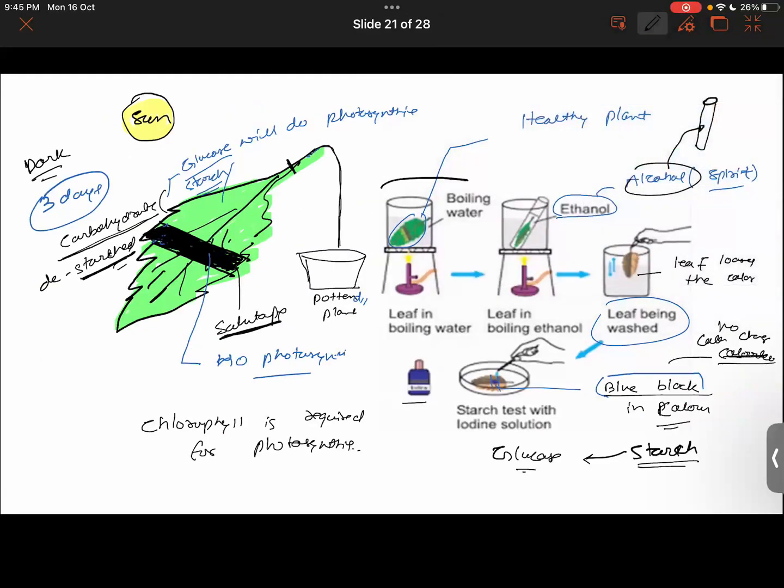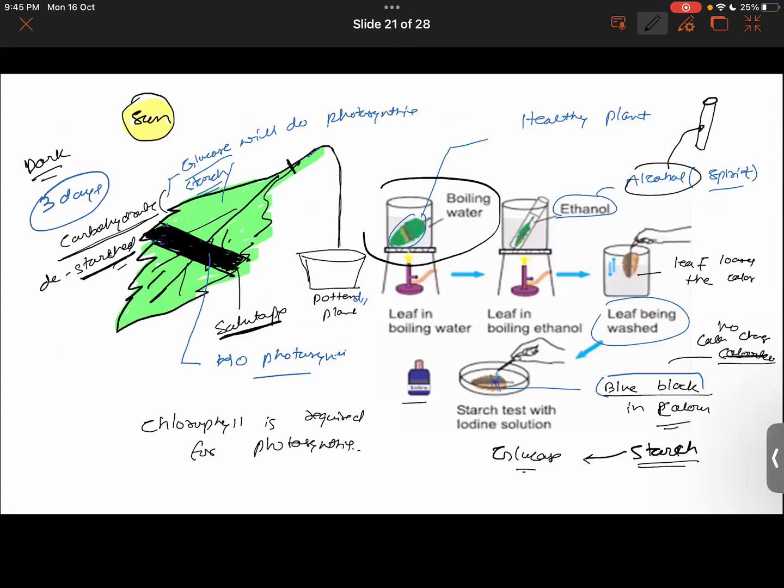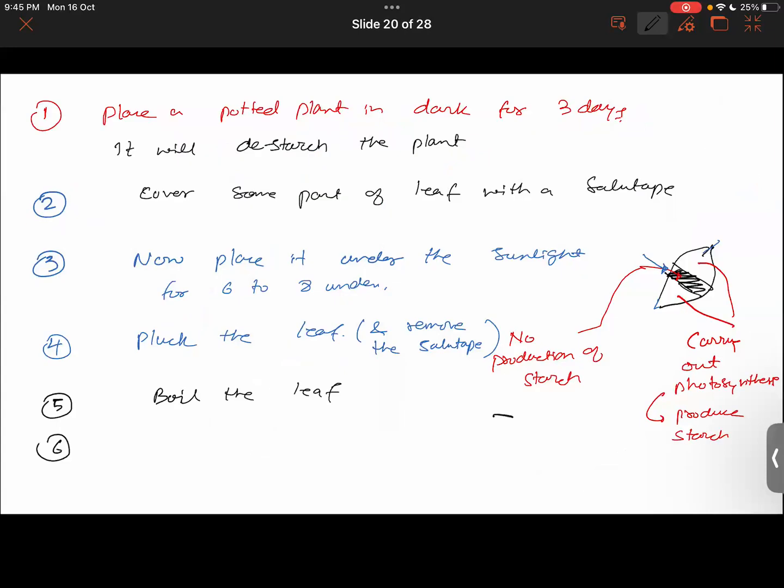Now place it in boiling water. We will boil it basically. The fifth step is to boil the leaf. We boiled the leaf, and in the sixth step we put this leaf in an alcohol solution. First we have boiled it. Now the boiled leaf will be put into a test tube. What is in this test tube? Alcohol. And inside this you have this leaf also. After boiling it in water we have placed it over here.